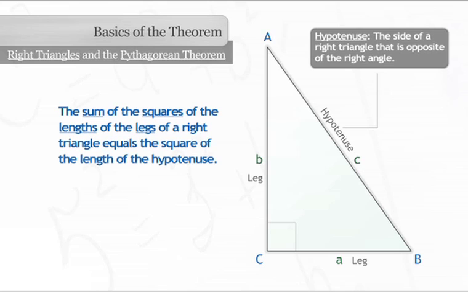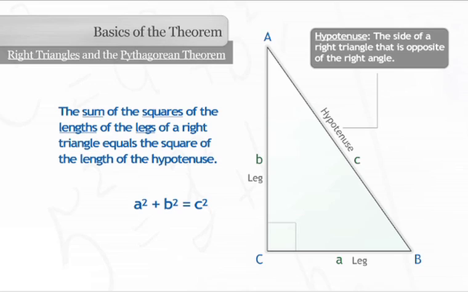Pythagoras proved that the sum of the squares of the lengths of the legs of a right triangle equals the square of the length of the hypotenuse. In other words, A squared plus B squared equals C squared. You can also think of it as leg squared plus leg squared equals hypotenuse squared.